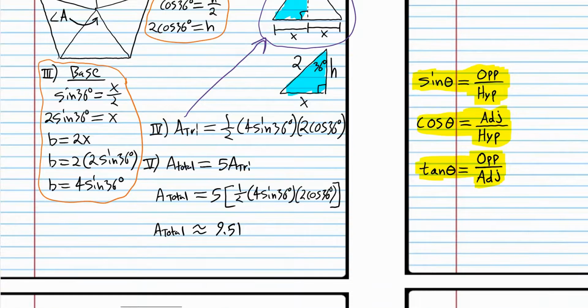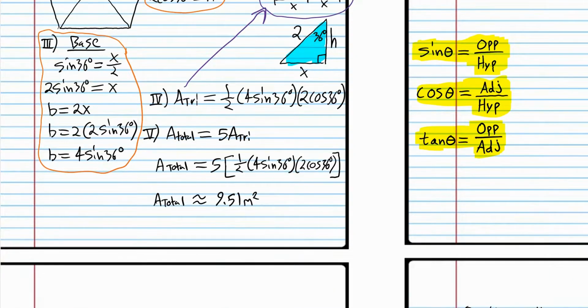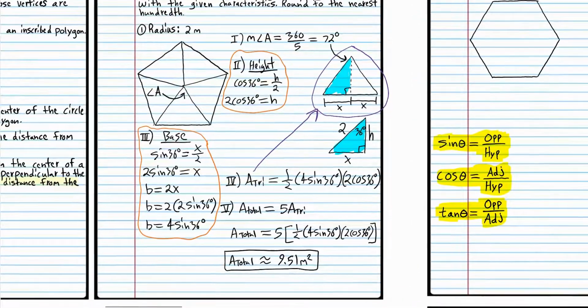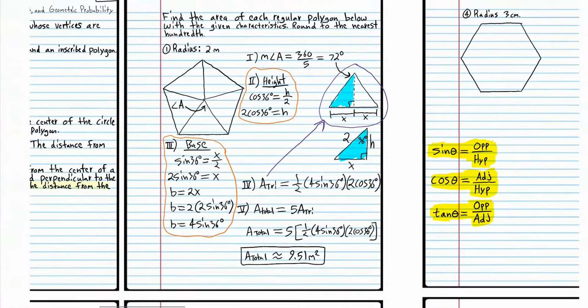And the units are meters, so 9.51 square meters. So that is the basic process for how to find the area of a regular polygon.